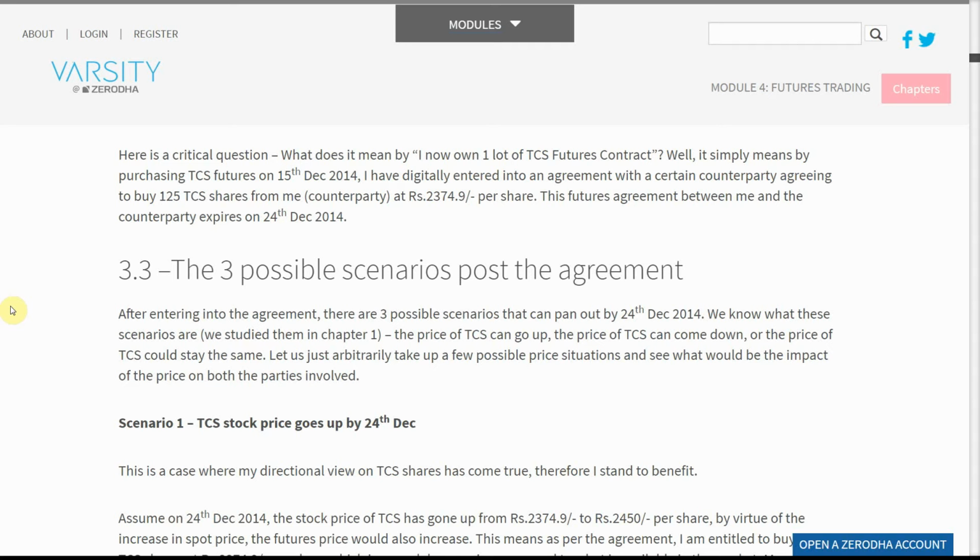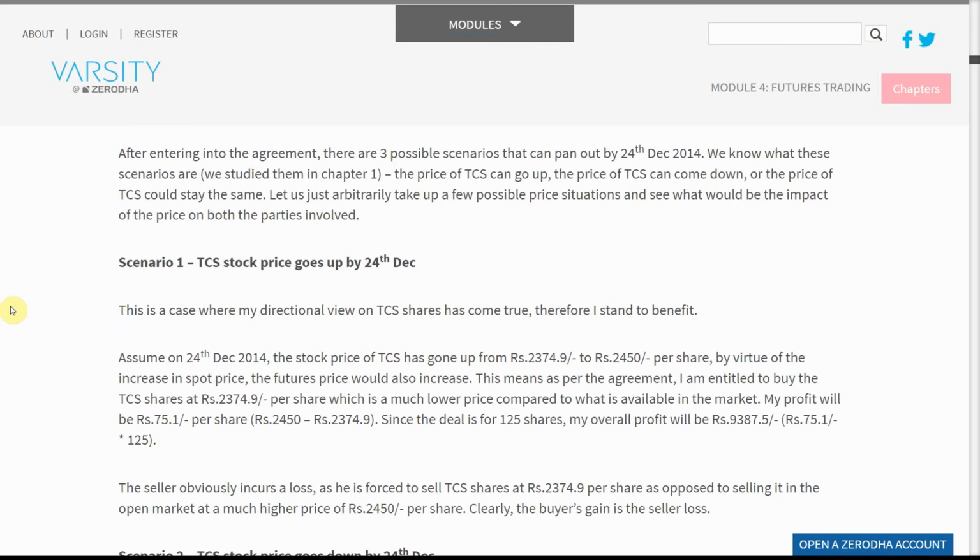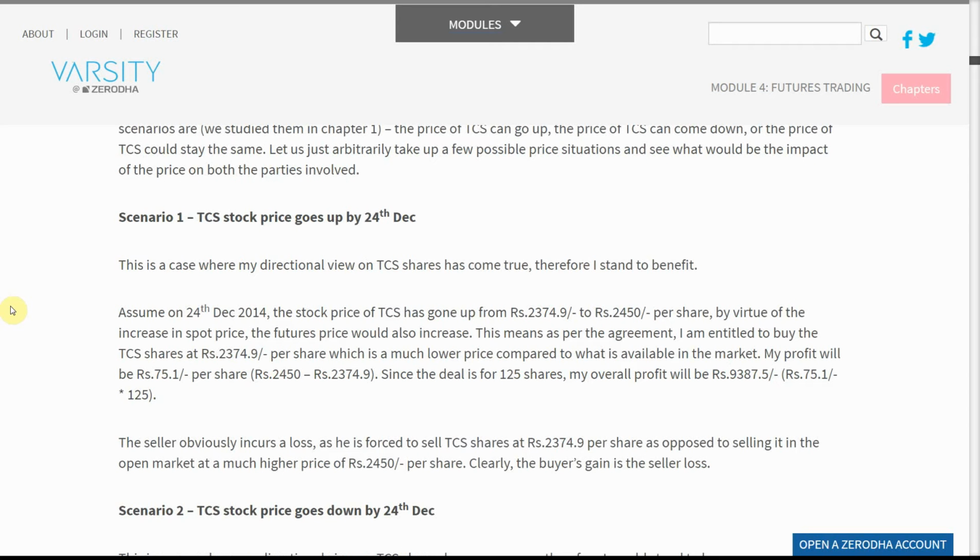3.3 The 3 possible scenarios post the agreement. After entering into the agreement, there are 3 possible scenarios that can pan out by the 24th of December 2014. We know what these scenarios are. We studied them in Chapter 1. The price of TCS can go up. The price of TCS can come down. Or the price of TCS could stay the same. Let us just arbitrarily take a few possible price situations and see what would be the impact of the price on both the parties involved.